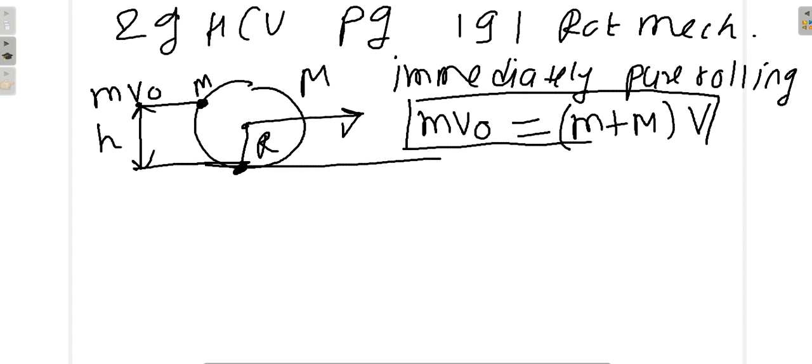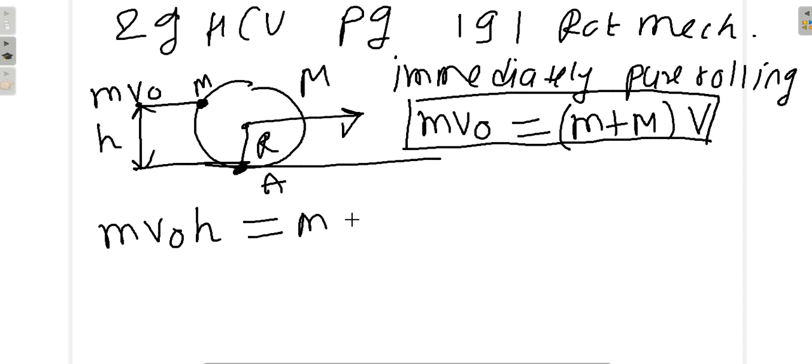Now let us apply the conservation of angular momentum. What is the angular momentum of the system about point A before impact? It was m into V0 into h, because the height is h. What is the angular momentum after impact? The angular momentum after impact will be due to translational motion as well as due to rotational motion. So angular momentum due to translational motion will be, now you can consider the mass of the body as m plus M, because it is together, (m+M)vr. This is due to translational motion.